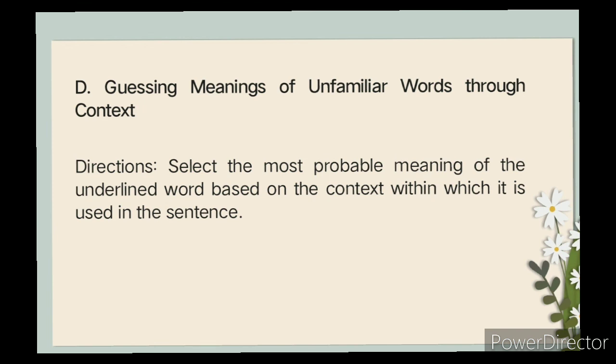So here's the direction. Select the most probable meaning of the underlined word based on the context within which it is used in the sentence. So number 1, people have continued to report that they have seen UFOs and extraterrestrial creatures. So here are the choices. A. Horribly ugly. B. Out of this world. C. Supernatural. And D. Heavenly. So in number 1, the unfamiliar words are UFOs and extraterrestrial creature. So this activity belongs to using context to guess the meaning of unfamiliar words.